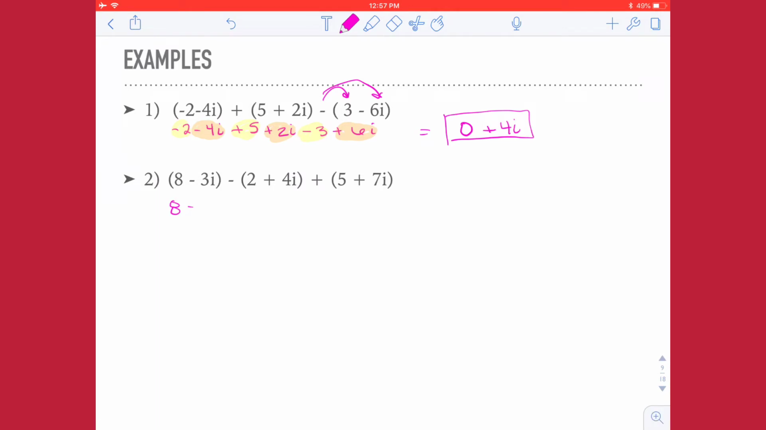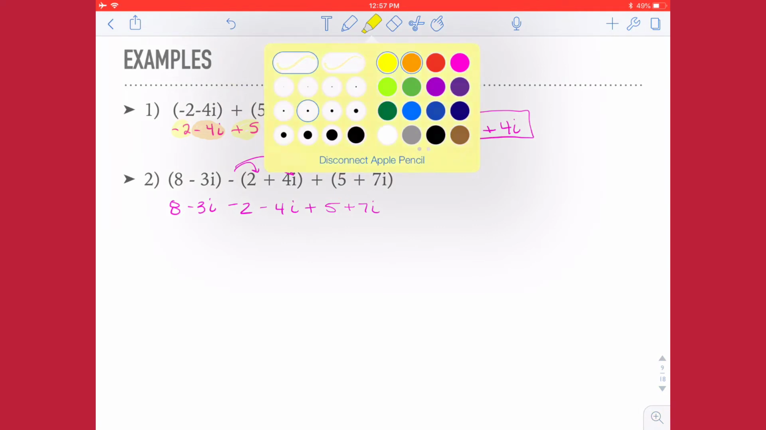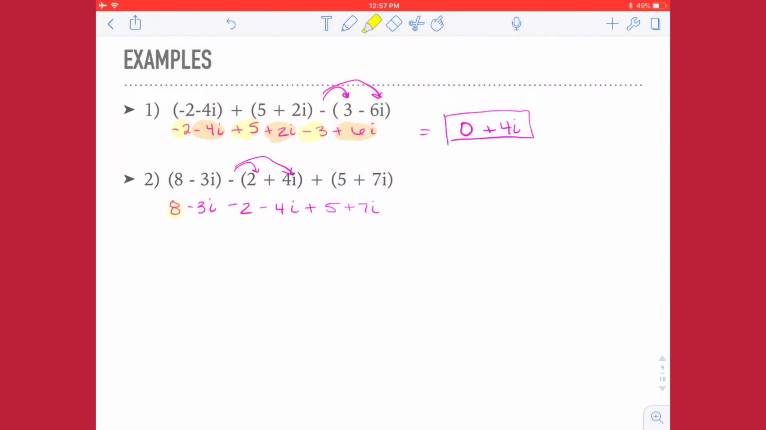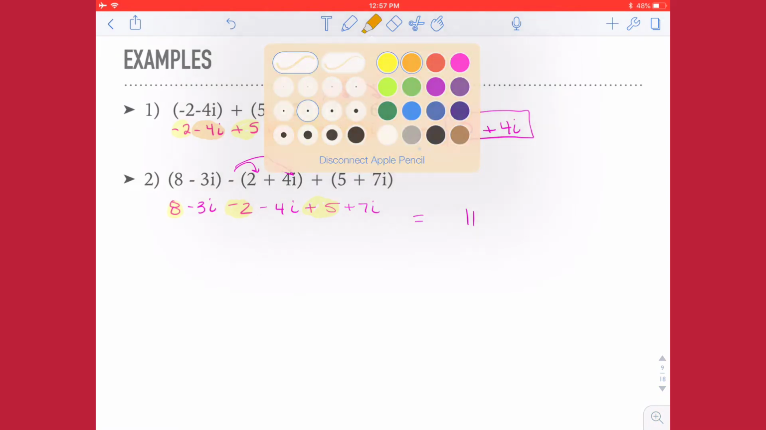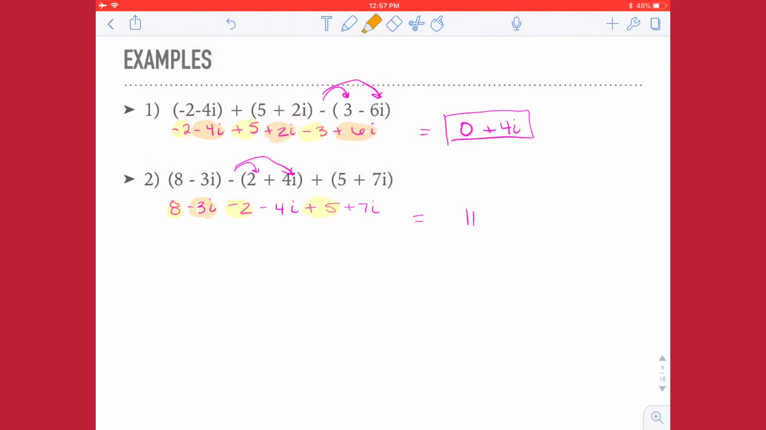Looking at my second problem, I have 8 minus 3i. I need to distribute this negative, so minus 2i minus 4i. I am going to combine my like terms, so 8 minus 2 plus 5 is 11. And then I have negative 3i minus 4i plus 7i, which is plus 0i. Okay? And again, that is written in standard form.